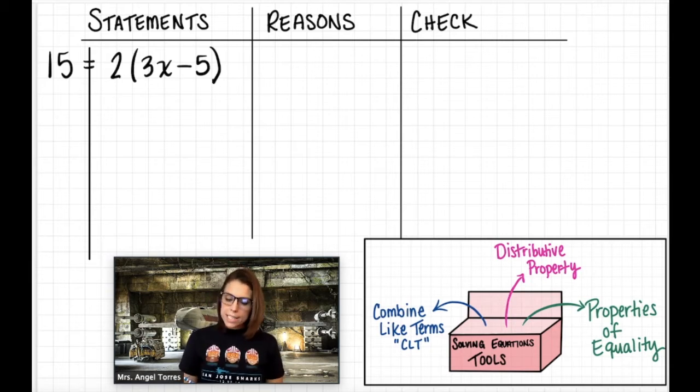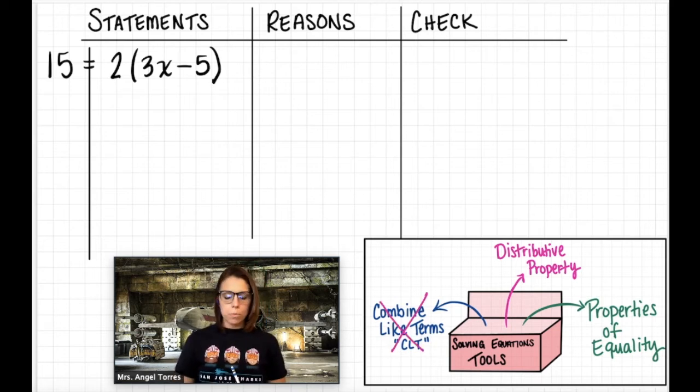The first tool is the combining like terms tool. On the left side, I only see a constant of 15. There are no other terms there. And on the right side, I see a variable term and a constant, which means I'm not going to be combining like terms on the right side either. So it appears that I will not be using the combining like terms tool.